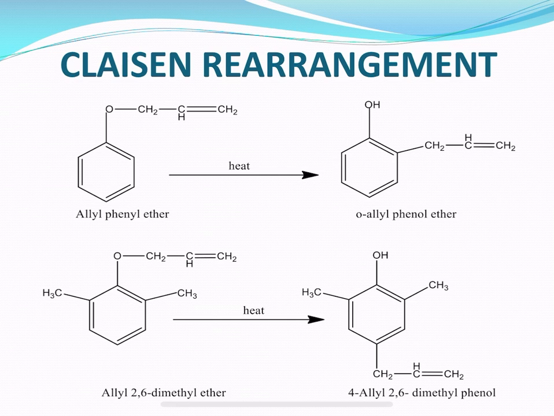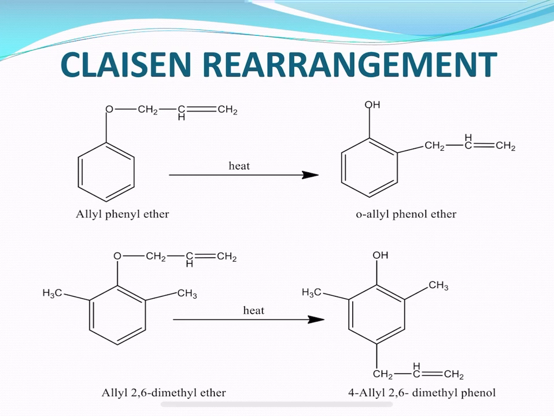For example, this is allyl phenyl ether, and this is the allyl group. This allyl group has been attached to the oxygen. So on both ends of the oxygen, at one end we have phenyl and at the other end the allyl group is present. That is why it is named allyl phenyl ether.